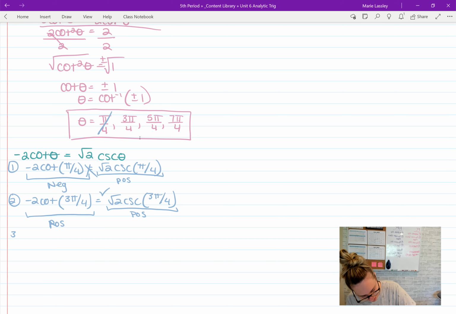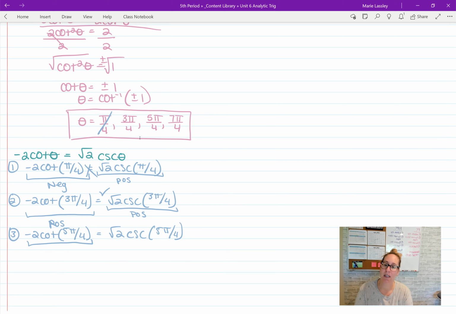All right, number 3, -2 cotangent of 5 pi/4, is it equal to √2 cosecant of 5 pi/4? All right, so 5 pi/4 is in the third quadrant. So cotangent in the third quadrant is positive. So you have a negative times a positive, so this is going to be negative. Over here, again, in the third quadrant, because 5 pi/4 is quadrant 3, cosecant is negative, so a positive √2 times a negative number is going to be a negative. So this one also works. So 5 pi/4 is good.